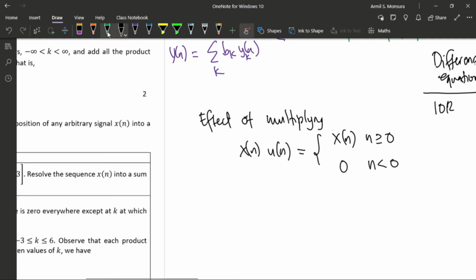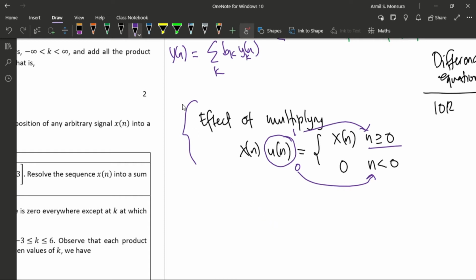Kasi tandaan natin na itong unit step sequence niyo is 1 when n is greater than or equal to 0. And 0 yan when n is less than 0. So therefore, whenever your n or your time index assumes a negative value, it makes the entire product sequence 0. Okay? And it becomes the signal x of n itself, because x of n times 1 is x of n when your time index is 0 or positive. So diyan nakita natin yung effect nito, okay?